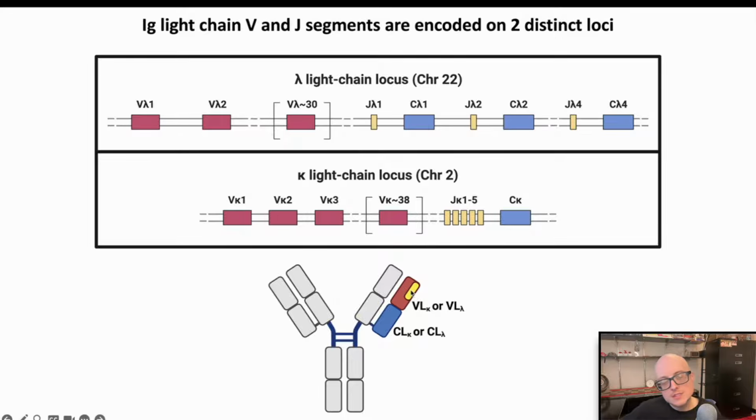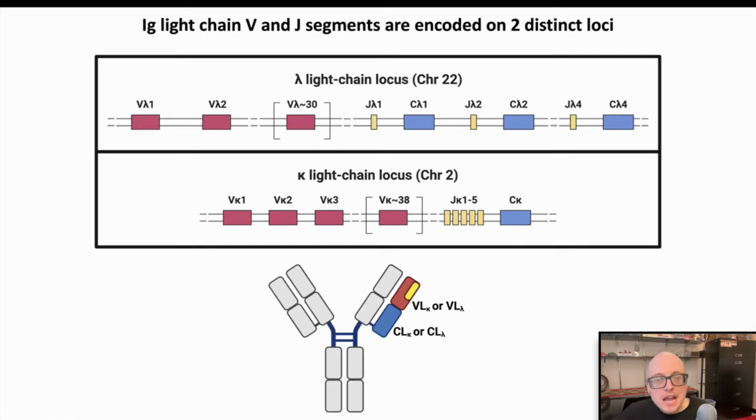And notice that the way this is drawn, most of the variable light chain is encoded by the V segment, that's represented by most of the structure here being in red. But the J segment is also going to encode an important piece, and especially it's going to encode an N-terminal piece, meaning it's going to be important for putting together the final shape that interacts with antigen.